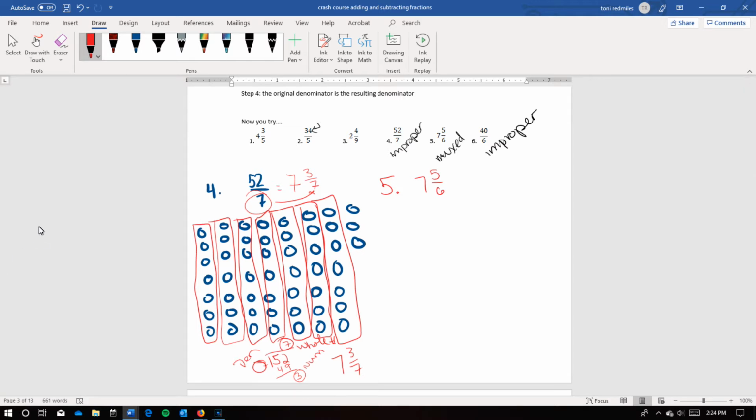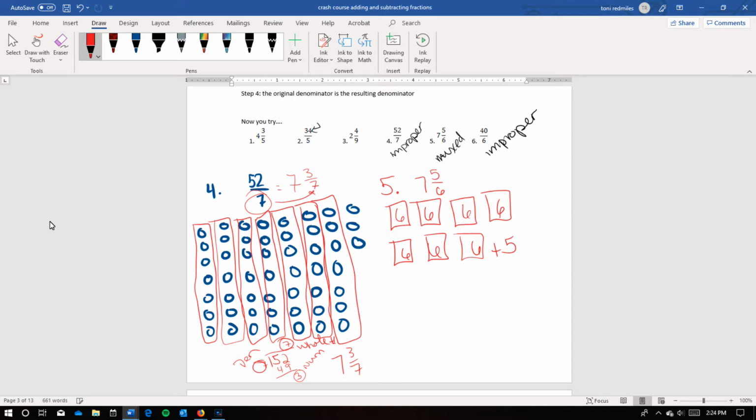All right, let's turn this mixed number into an improper. So in this one I have 7 bags of Skittles, and each Skittle bag has 6 in it. But that's not all I have. I also have 5 Skittles that didn't end up in a bag.